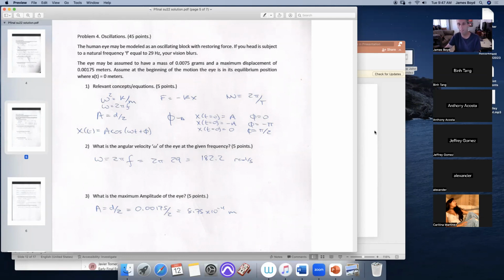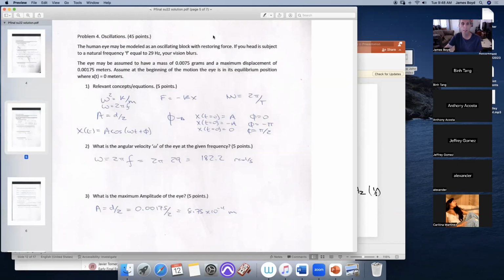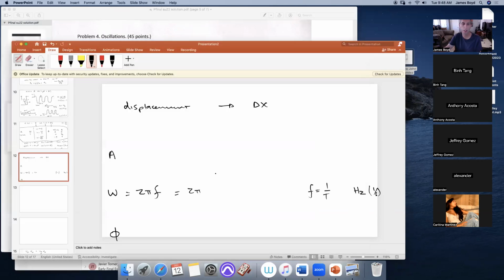The frequency, which is equal to 1 over t, is always in hertz. That means 1 over seconds. So in this case, where I've been given a frequency, it's 2 pi f. 2 pi times 29 gives me 182.2 rad per second. That is the units.